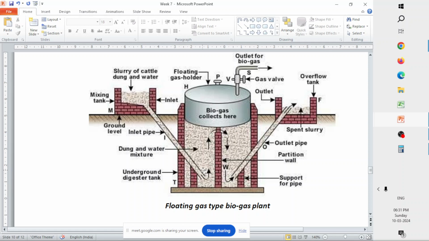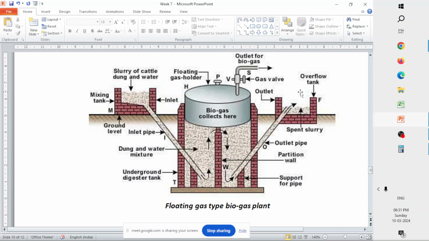The microorganisms feed on this biomass, and then the biogas gets generated. The spent slurry is then taken out using another outlet tube. The biogas, whatever gets generated, rises up and gets collected in the floating dome, and depending upon the need, the biogas gets collected using the valve. The spent slurry again moves to the overflow tank, which can then be taken out for other agriculture purposes.